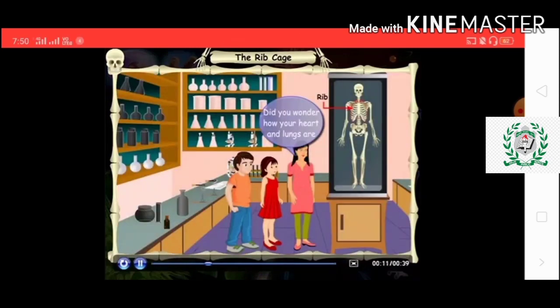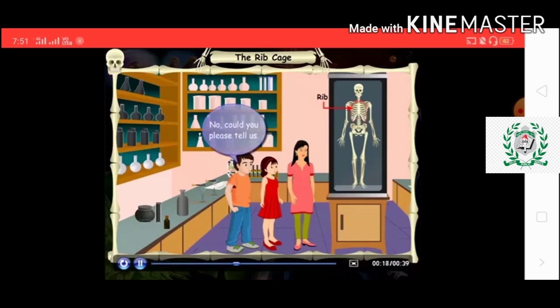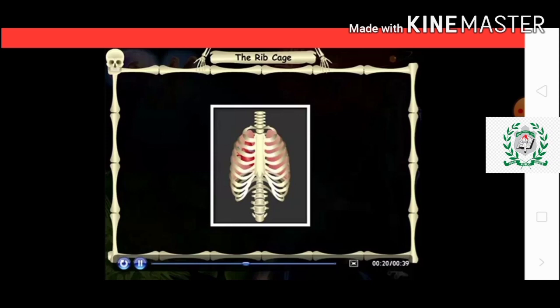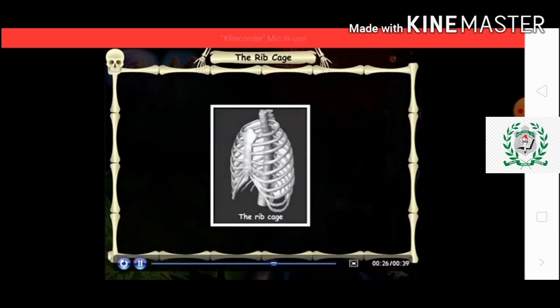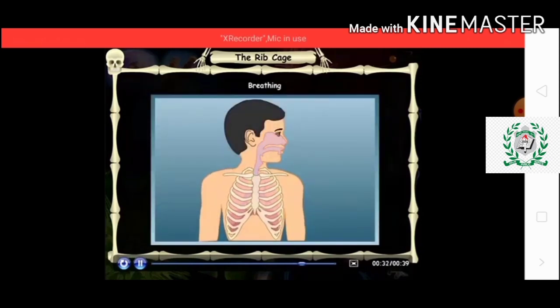Did you ever wonder how your heart and lungs are safe even if you get hurt? No. Could you tell us? It is because of the rib cage. It is made of 12 pairs of bones. It is joined to the vertebral column at the back and the sternum in the front. It also helps in breathing. See the chest bone expanding and relaxing with breathing.